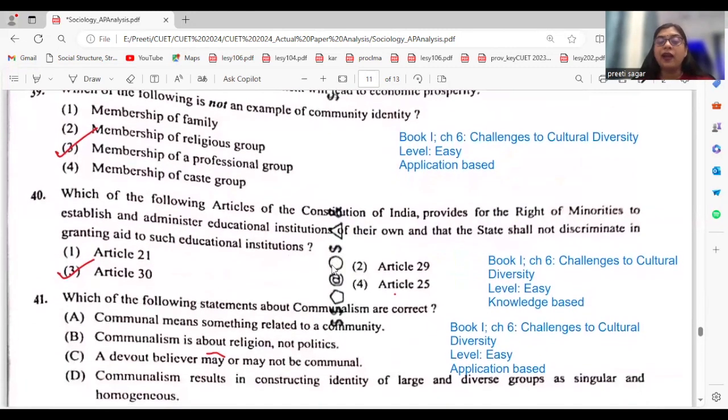Which of the following articles of the Constitution of India provides for the right of minorities to establish and administer education institutions of their own, and that the state shall not discriminate in granting aid to such education institutions? That is a simple, straightforward question. Option 3, that is Article 30, is the right answer.